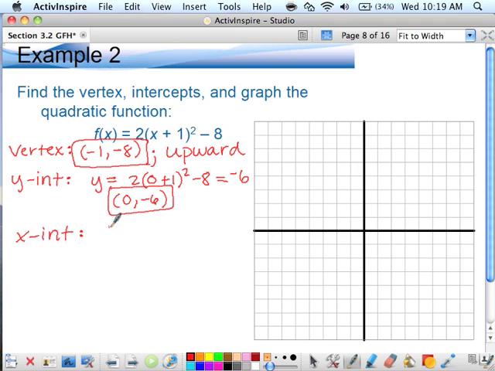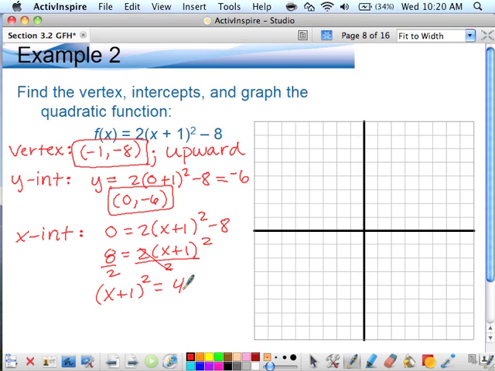Let y be 0. So we have 0 equals 2 parentheses x plus 1 quantity squared minus 8. I'm going to move the 8 and divide by 2 to isolate the parenthesis. I'm trying to get to that x, right? So I'm going to move the 8, divide by 2. And that gives me x plus 1 quantity squared equals positive 4. Then how do I get rid of that square? Square root it. You can use the square root property, yeah. Just don't forget that when you do this, you have to put positive or negative 2.